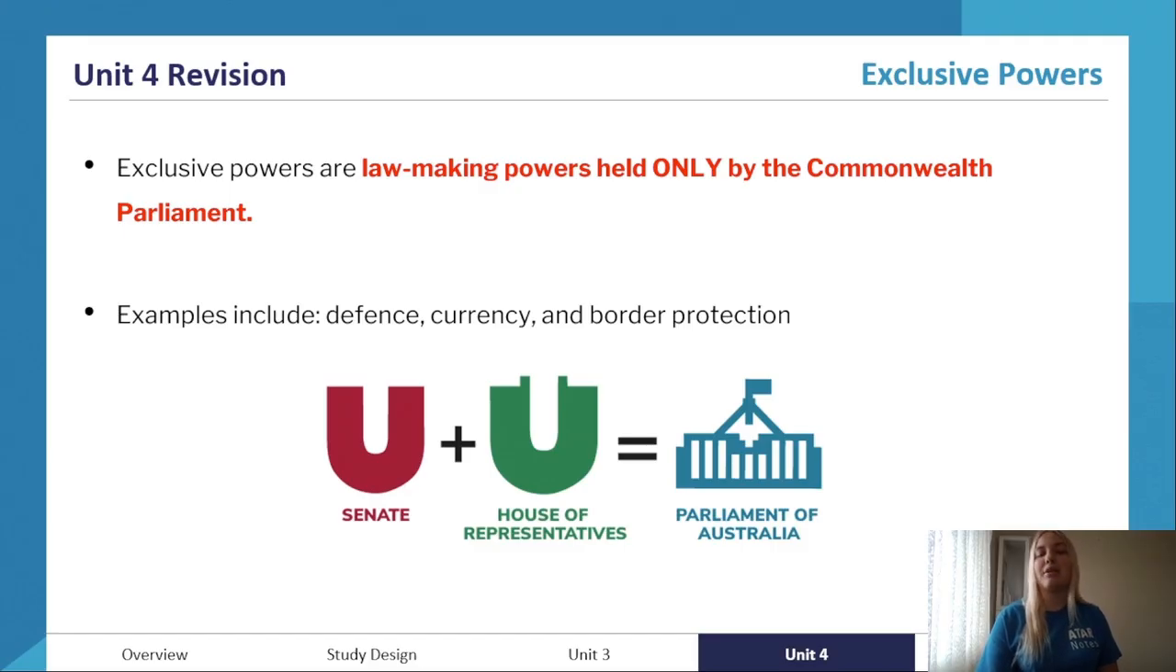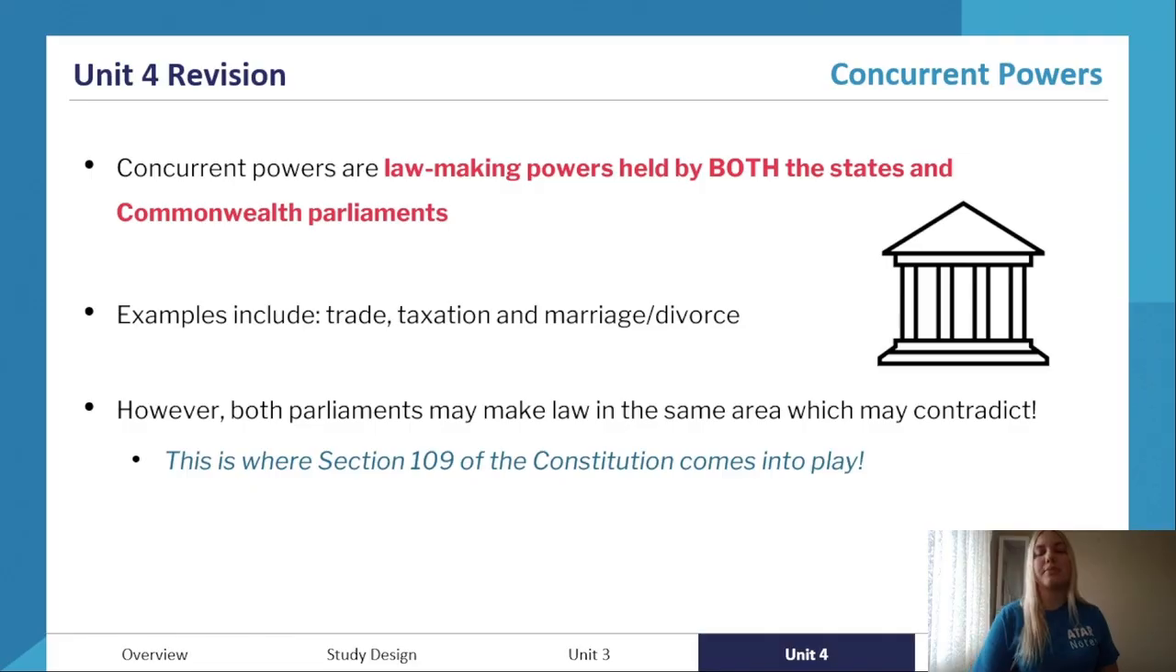Now, exclusive powers, the word exclusive implies fancy, exclusive to the Commonwealth Parliament. So these are lawmaking powers held only by the Commonwealth Parliament. Some examples would include defense, currency, and border protection, all of the things that make sense to only be Commonwealth level, and things like import and export laws. Concurrent powers are shared by both the states and Commonwealth parliaments. That's why they're concurrent. They're clashing.